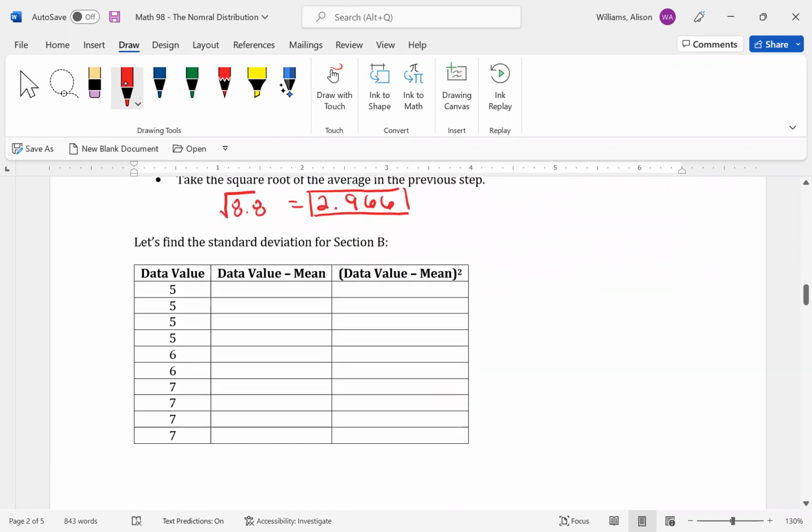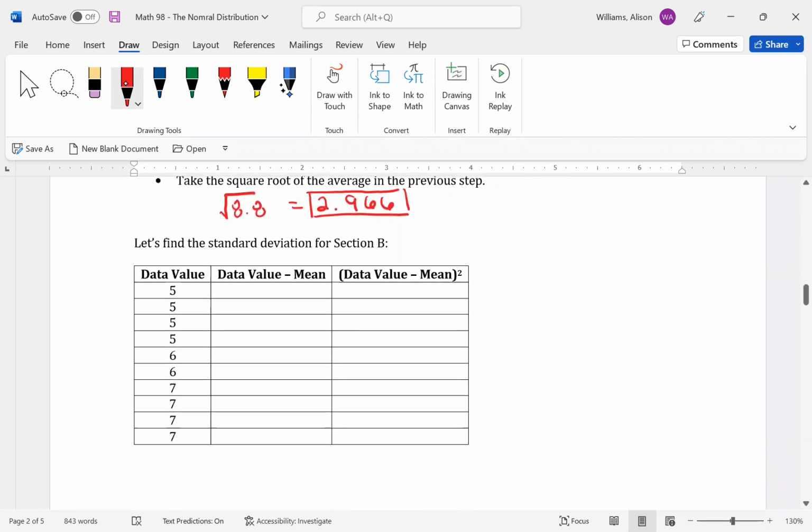Now, section B uses the same mean. Here, I'm going to use the symbol that we introduced in a previous section. It's called mu, and it looks like a U with a tail in the front. That represents mean, right? So we saw that in, I think, the formula section. Okay, so that's the mean for this section, section B.